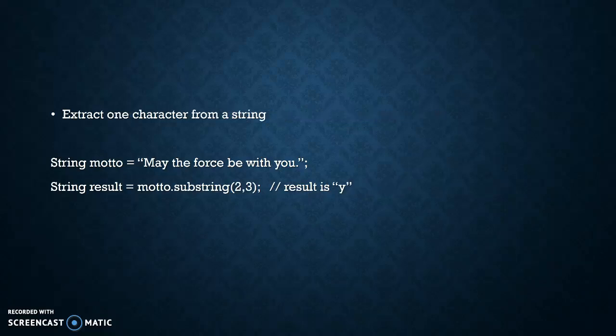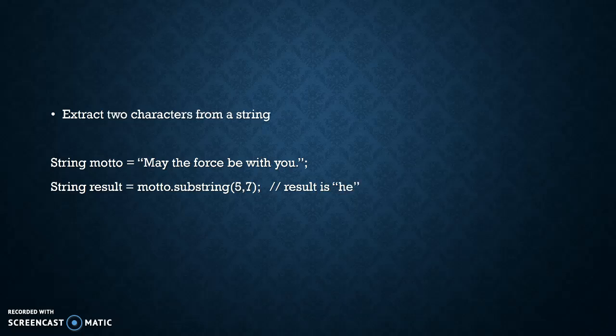We can extract one character from a string. So again, using motto as our example, motto.substring(2, 3), so that means 2 is going to be where we start. 3 is going to be where we end, but remember it's going to be 3 minus 1. So the end point is always -1. So really we're going to just be looking at index position 2. And when we look at index position 2, we get the y because M in May is 0, A is 1, and Y is 2.